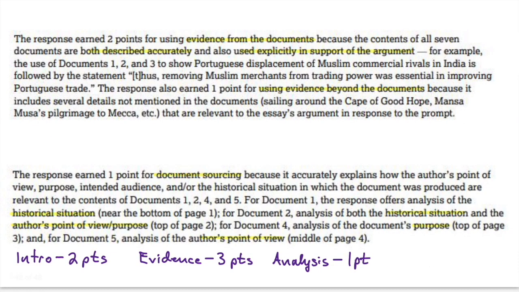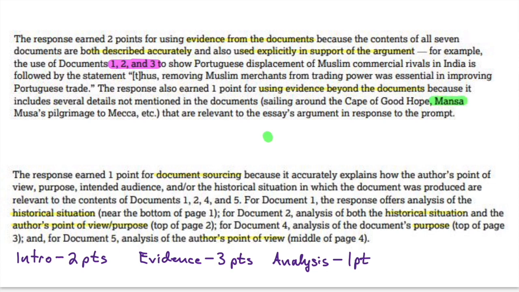So let's see what the College Board said about this essay so far. The response earned 2 points for using evidence from the documents because the contents of all 7 documents are both described accurately and also used explicitly in support of the argument. Now, we have only seen 6 of those so far, but spoiler alert, there's another body paragraph, so that's where the last one's coming in. For example, the use of documents 1, 2, and 3 to show Portuguese displacement of Muslim commercial rivals in India is followed by the statement, thus removing Muslim merchants from trading power was essential in improving Portuguese trade.